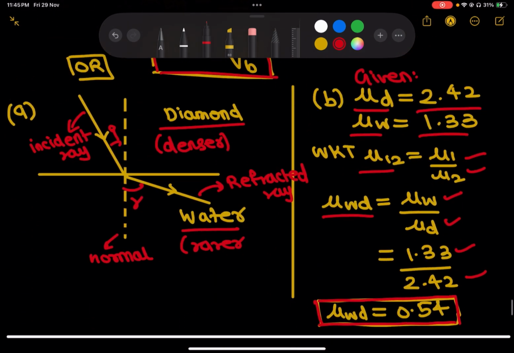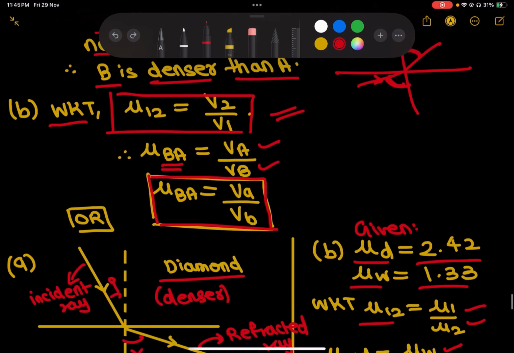The reason for 0.55 is that after 0.54 you get something like 8 or 9. So you can round it off to 0.55 as well, or you can keep it as 0.54. No problem.